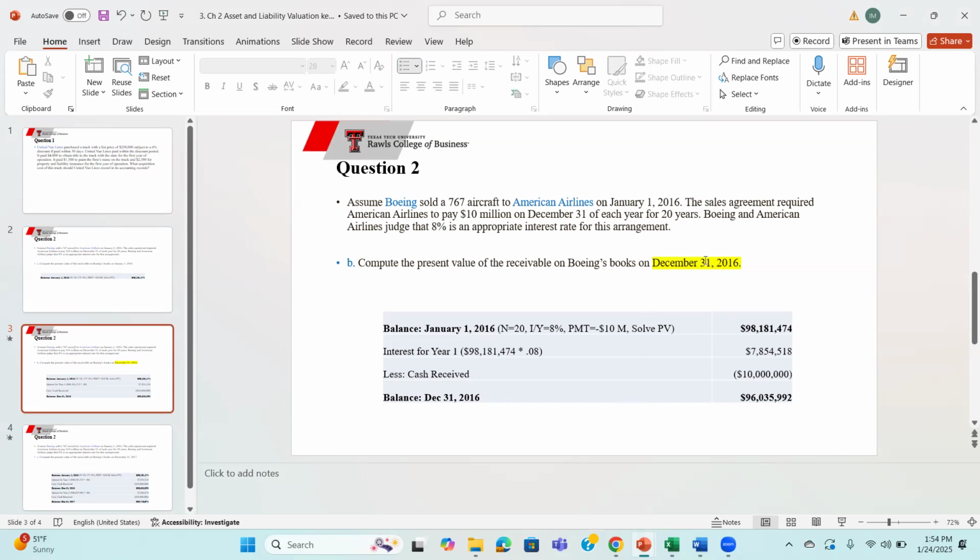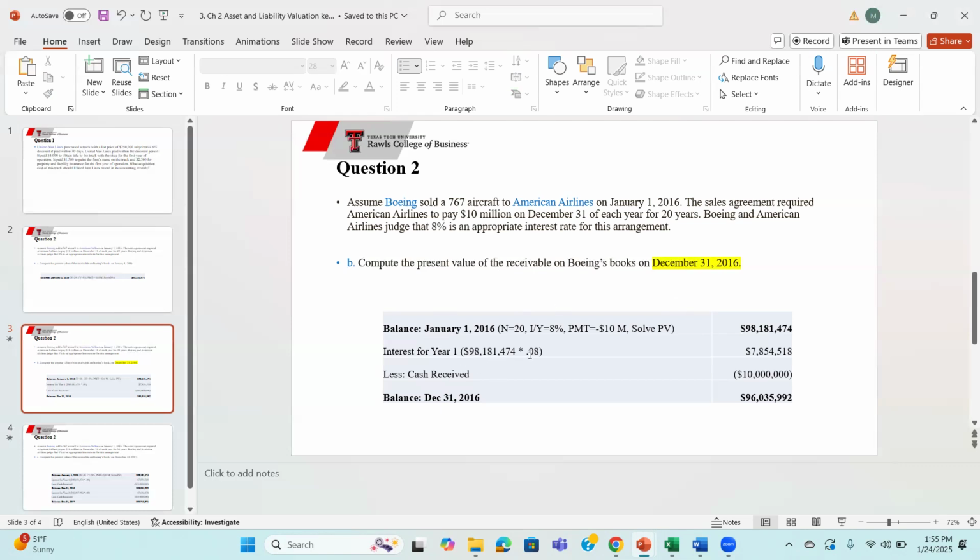So here when we calculate on the date of December 31st, we need to calculate from the beginning balance of January 1. So if you already calculated the first part, you can just start from the beginning balance from January 1. Or if you have to start from this part, you have to first calculate the present value for January 1. We have already calculated this value. So over the year, you just have to pay the 8% interest rate for that particular year, right?